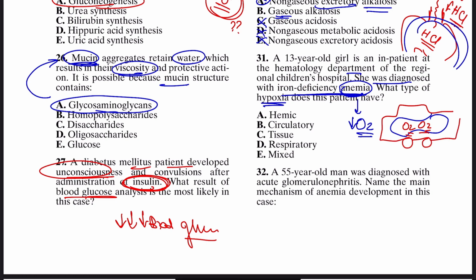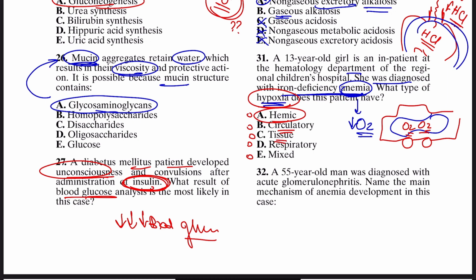Okay, so who will carry this oxygen? Nobody. And we will have hypoxia, low oxygen supplying to the tissues. And we have types of hypoxia. If it's due to hemoglobin or red blood cell problem, we call it hemic. If it's due to blood circulation problem, circulatory.